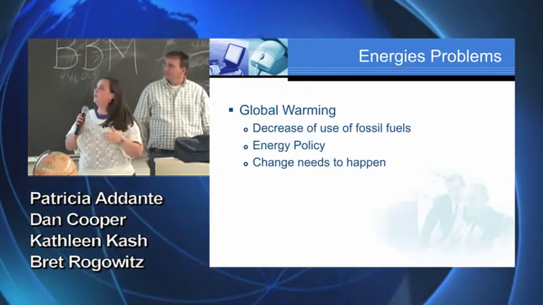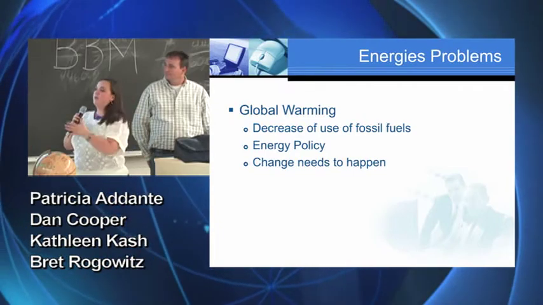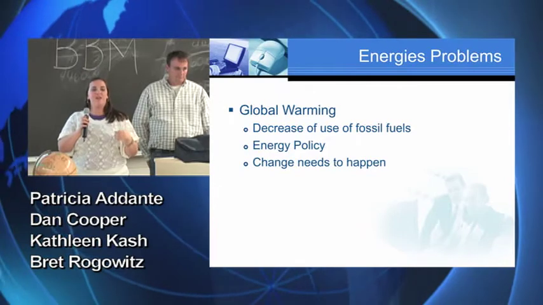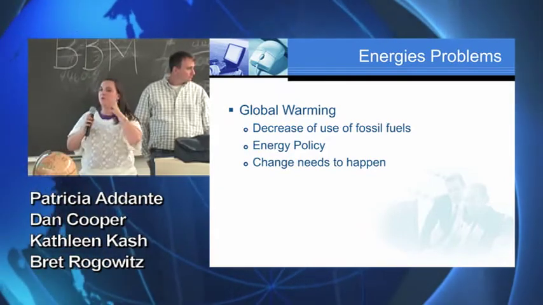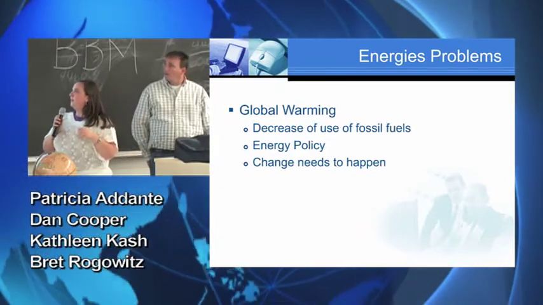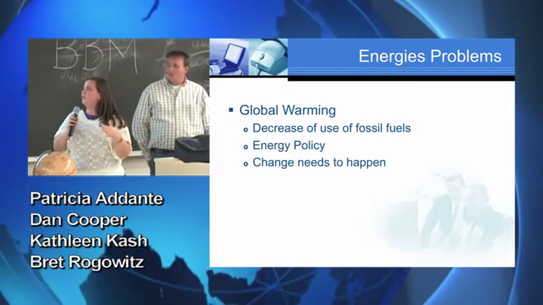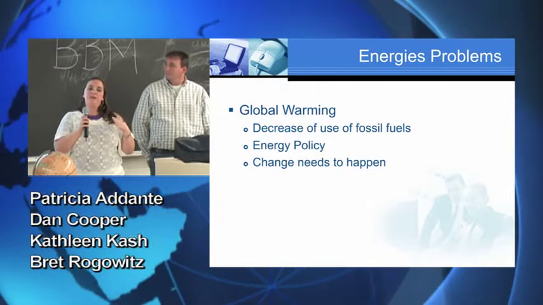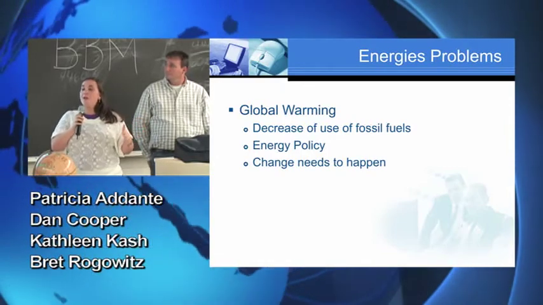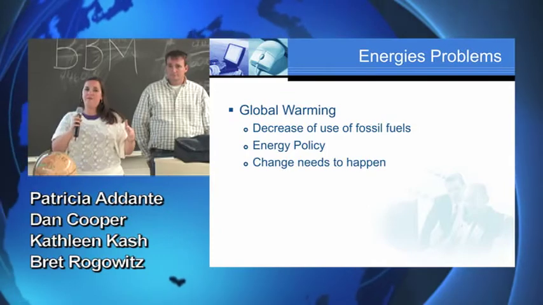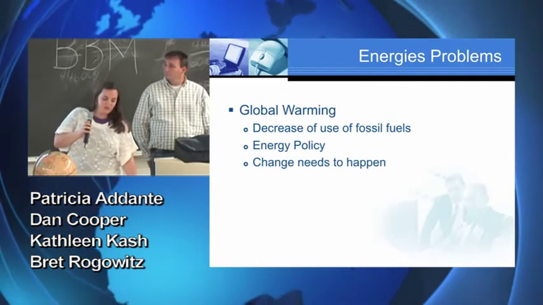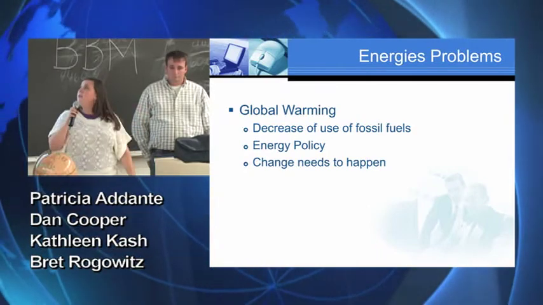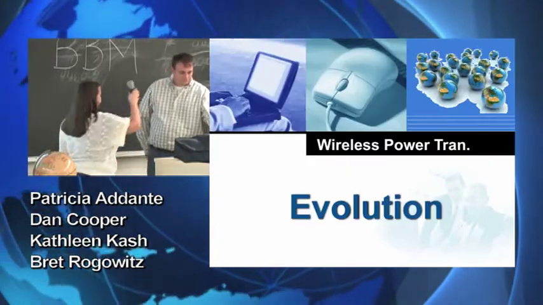One of the things when it comes to using our fossil fuels is, of course, global warming. The more fossil fuels we use, the more they decrease, and it's also causing more of a problem with global warming. Some of the things they're doing to try and make it better is talking about energy policy, which is giving an amount that people can use, but that's not being done now. And then they also are talking about how things need to be changed, like using solar and wind power. Next is going to be Dan talking about the evolution.